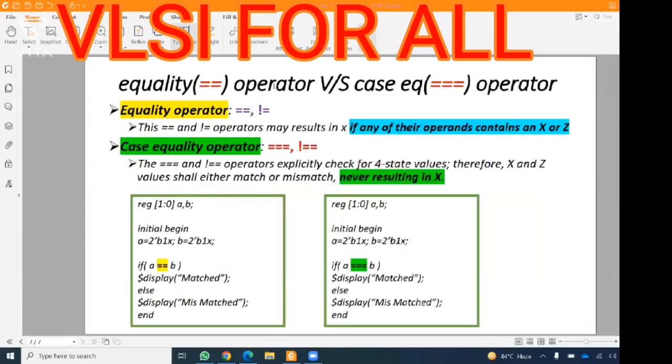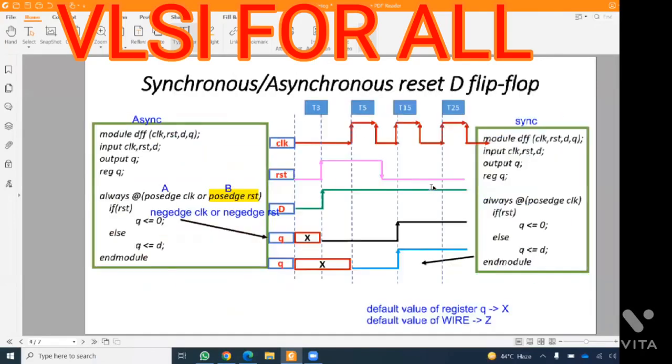Okay, so let's talk about equality operators, right? How many equality operators do we have in Verilog? One is this one, other is this one, then we have triple equal to, we have this one, right?